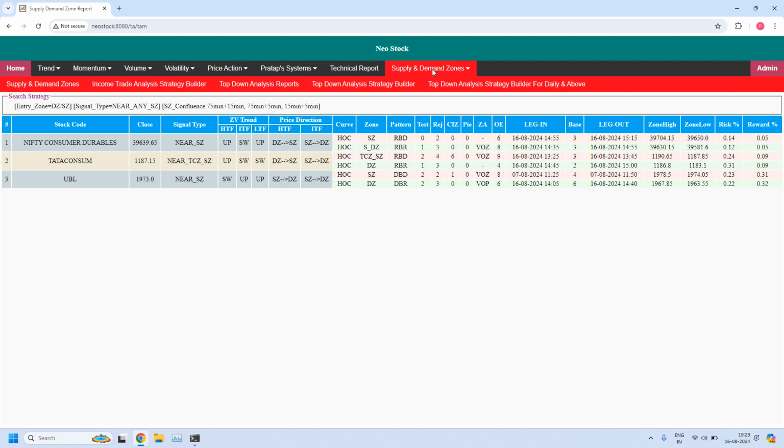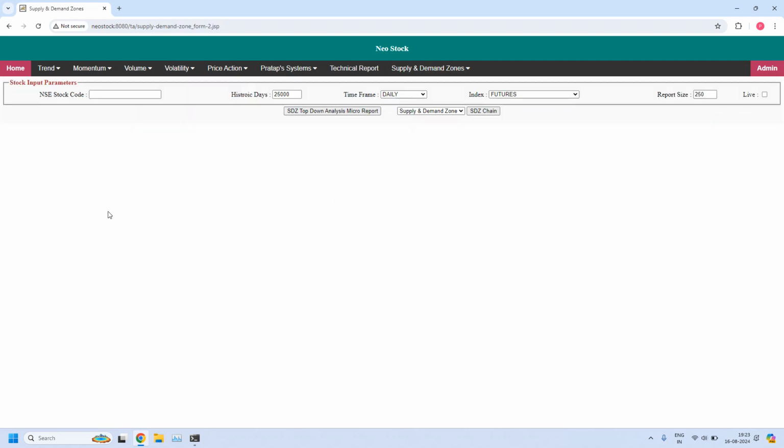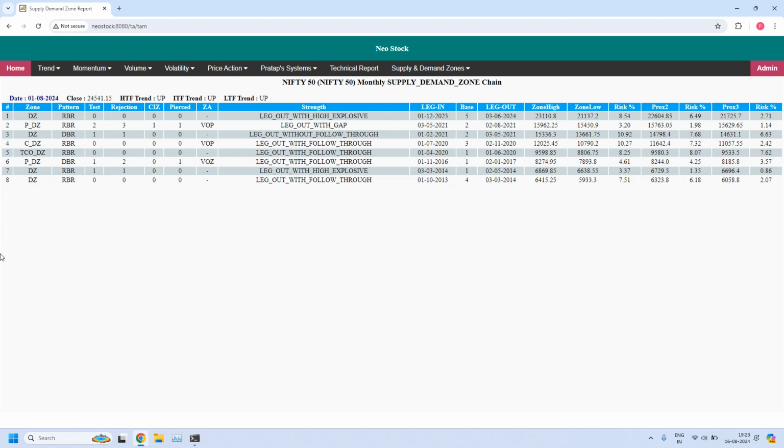The next report is about NIFTY, BANKNIFTY supply demand zone chain. So starting from monthly time frame, let's start with NIFTY. So I am generating supply demand zone chain for monthly time frame for NIFTY. So this is a NIFTY 50 monthly supply demand zone chain. So for all the NIFTY 50 supply demand zone chain, if you want to know about high liquidity, look into the column zone. You can find high liquidity zones.